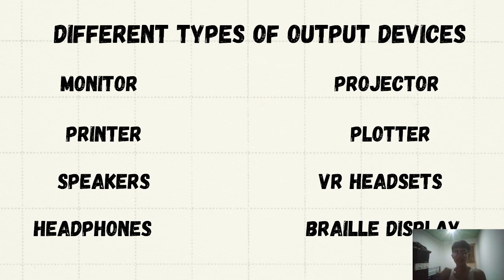The purpose of output devices is to display, project, or produce the information processed by the computer so the user can understand it. As you can see on the screen, these are the different types of output devices: monitor, printer, speakers, headphones, projector, plotter, VR or virtual headsets, and braille display. Without the output devices, the user will not be able to see the output of what he inputs on the computer. This is the very and the most important component on the computer.